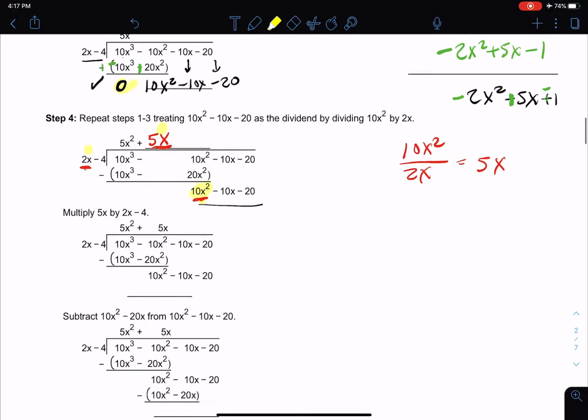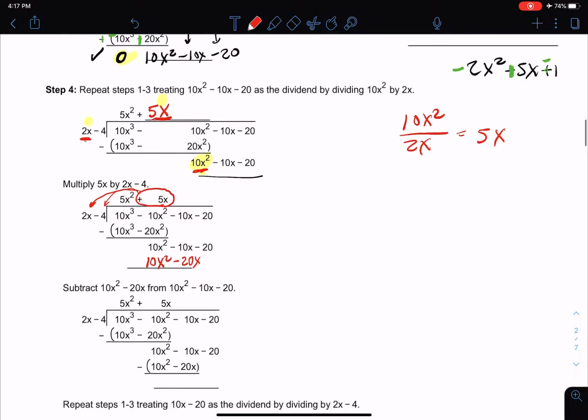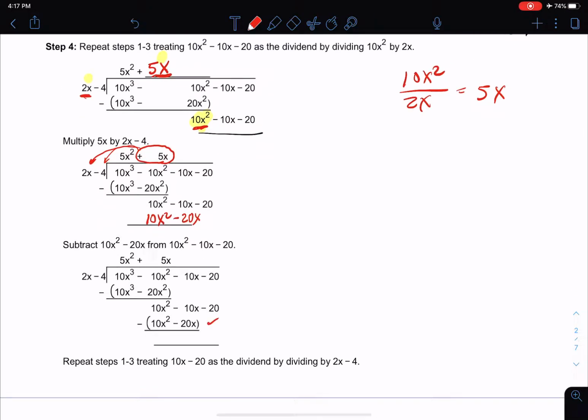All right, let's see what happens in the next step. The next step says, please multiply. Remember, we're multiplying the new number that we just put here, and it must be distributed to each term. So it's going to be 5x times 2x is 10x squared. Perfect. 5x times a negative 4 is negative 20x. Okay, and that's exactly what they got right there, right?